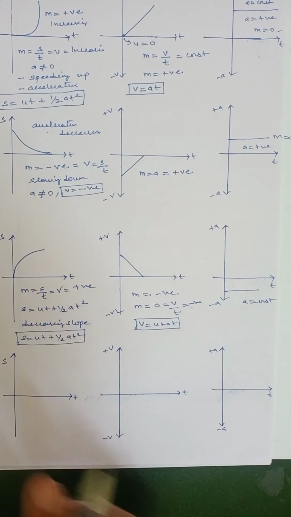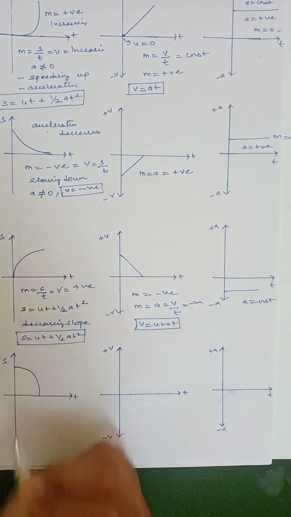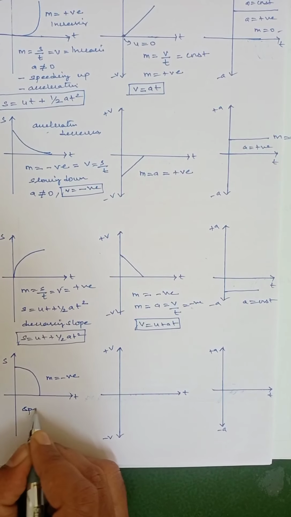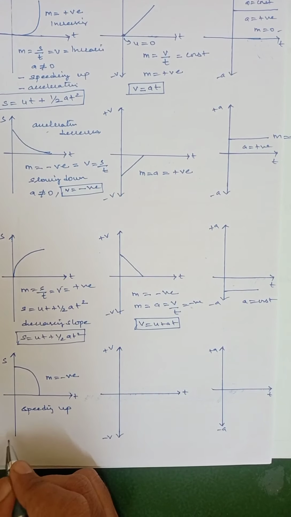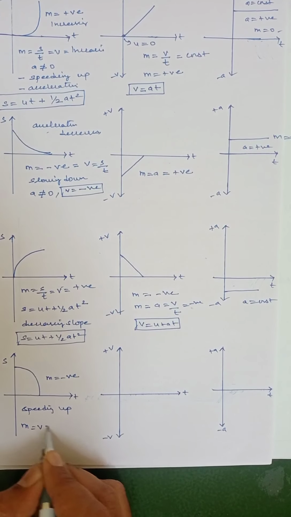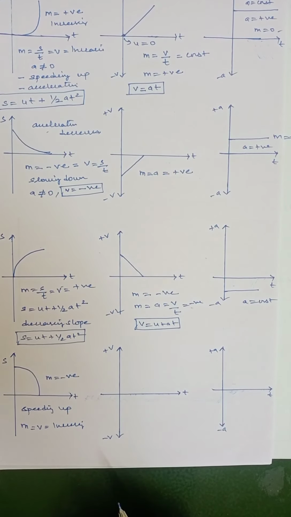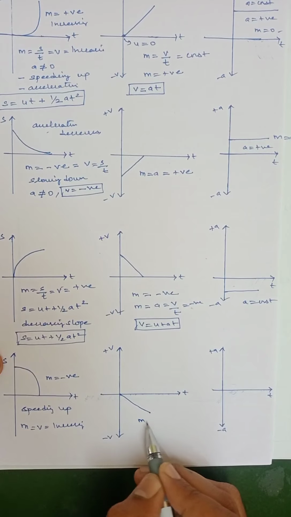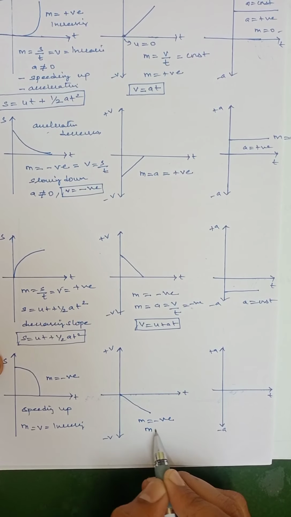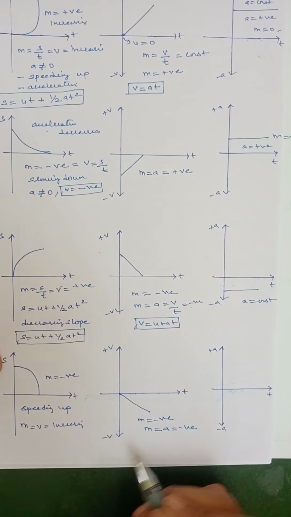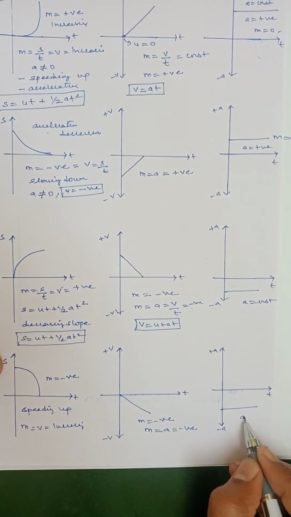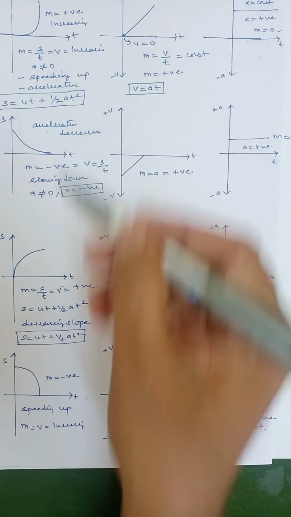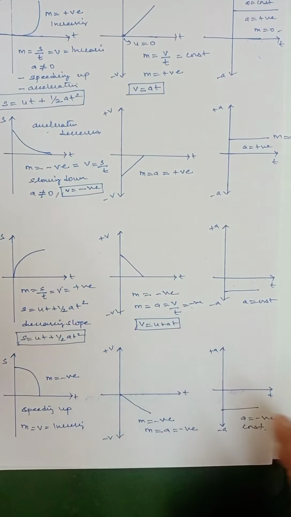and finally one more graph is like this. Here m will be negative, it is called speeding up, speeding up, and m equal to v equal to increasing. As the graph goes like this, and here m will be negative and m equal to a will be negative. The equation a equal to negative constant. So these graphs are non-uniform motions. Okay, thank you.